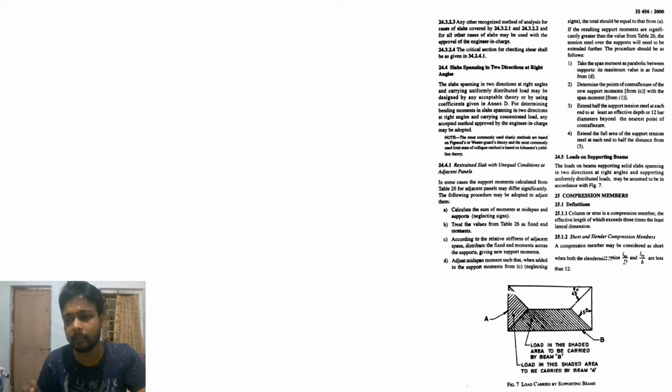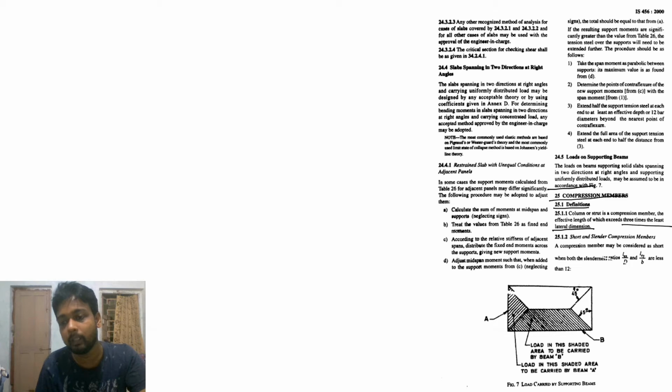So last time we ended here. From today we'll start with compression members. First, they tell us the definition of a compression member: a column or strut is a compression member whose effective length exceeds 3 times the least lateral dimension.